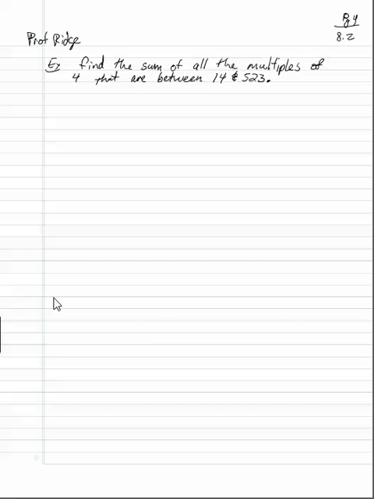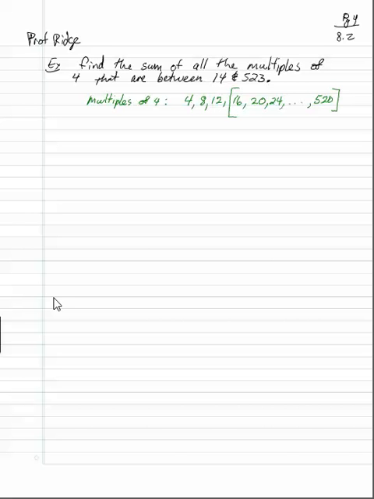So find the sum of all the multiples of 4 that are between 14 and 523. So multiples of 4 are 4 times 1 is 4, 4 times 2 is 8, 12, 16, 20, 24, and so on. Now we want it between 14 and 523, so we have to figure out what's the last multiple of 4 that's less than or equal to 523, and it turns out it'll be 520. So we're going to go up to 520.